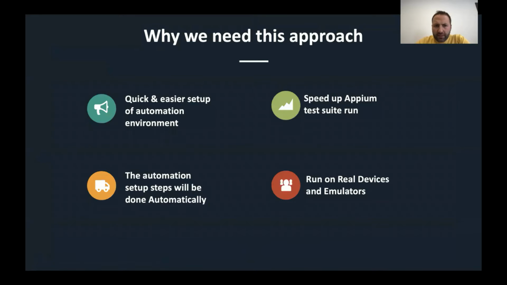Yeah, why do we need this approach? Basically, it's very easy and quick to set up the automation environment. We do it with Dockering, and as you know, Docker environment setup is very fast and efficient. You just spin up the Docker container, and that's all. This speeds up the Appium run. You can easily bring the environment up, bring Appium down, and then create a new environment for every run, which will keep your tests very fast.